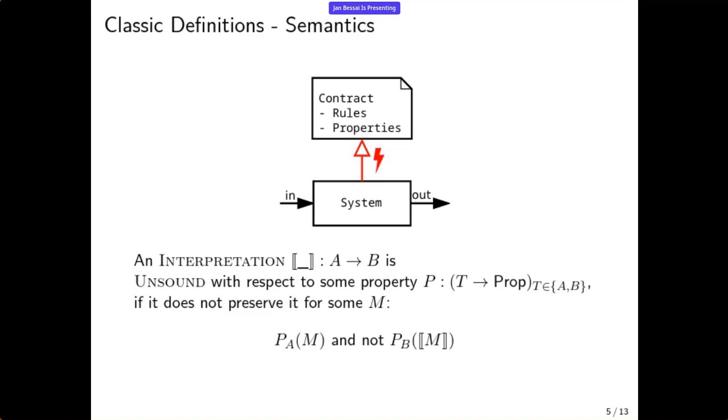We say that an interpretation goes from some domain A to B, and it's unsound with respect to some property that is either living in A or living in B, if we can find some term or system state or some part of our system such that P_A of M holds, but once we have translated everything, the property, that is the property interpreted in the domain B, no longer holds. And there could be a lot of things like this. I will show one of them in the next slide.